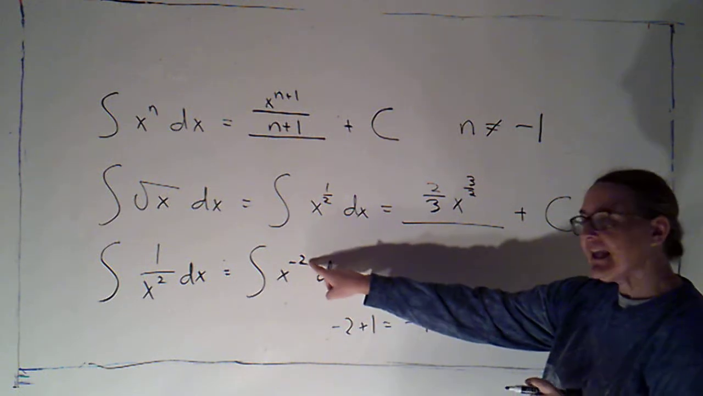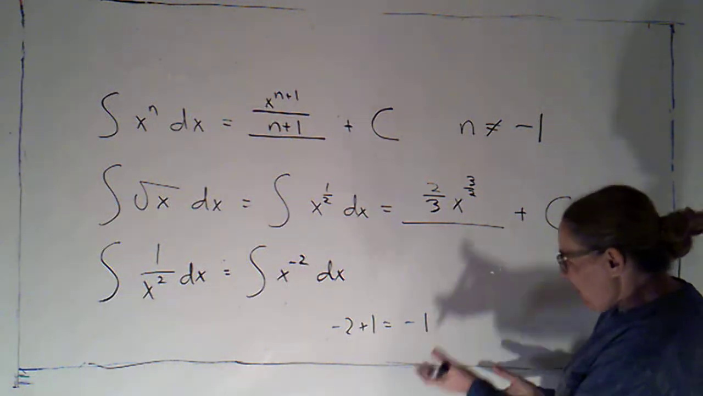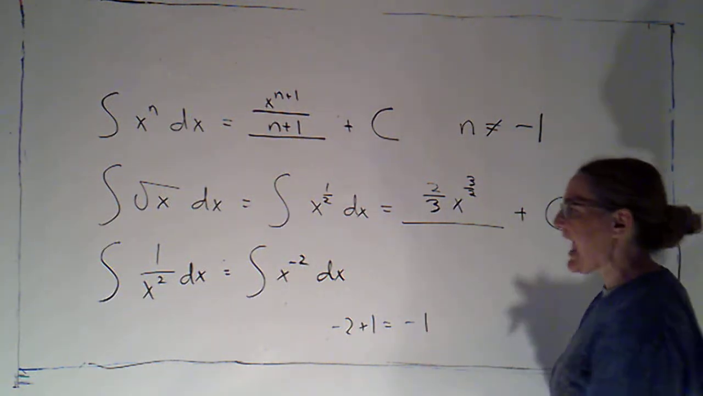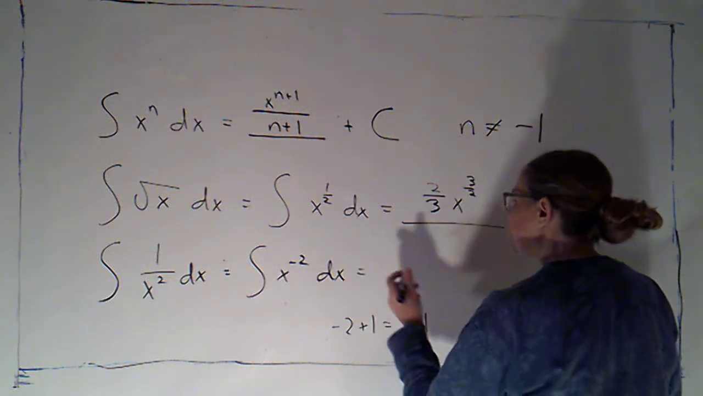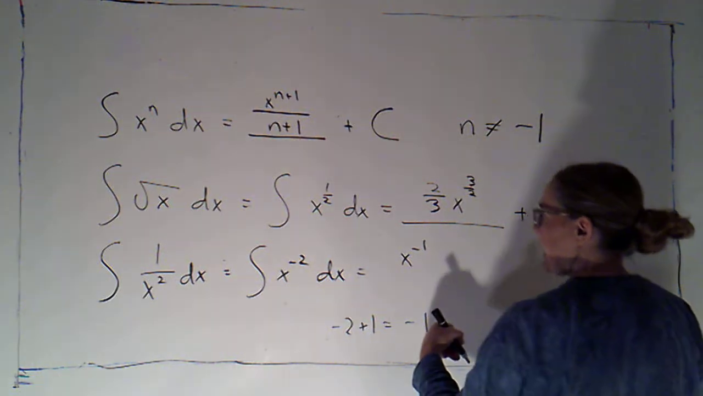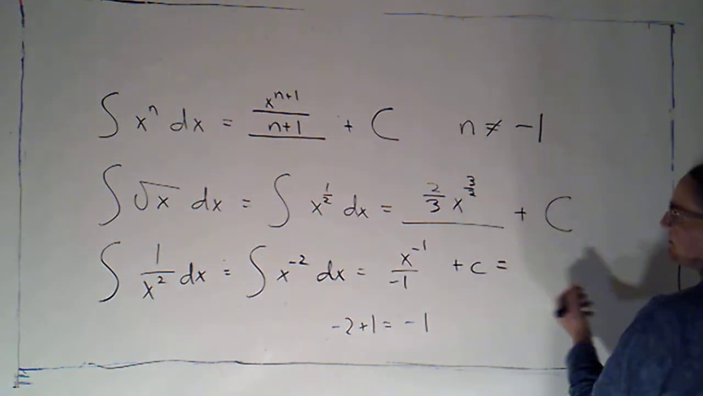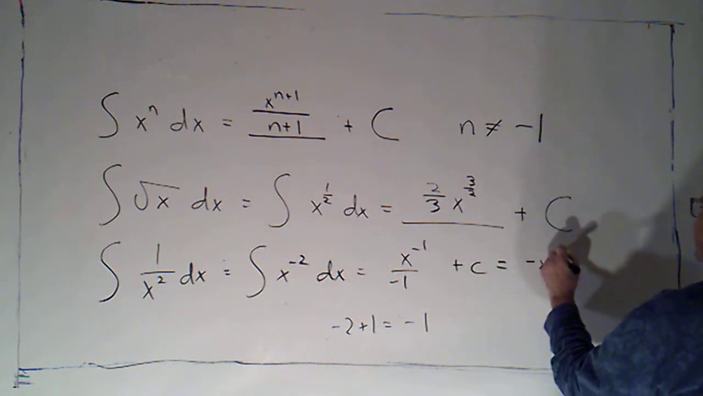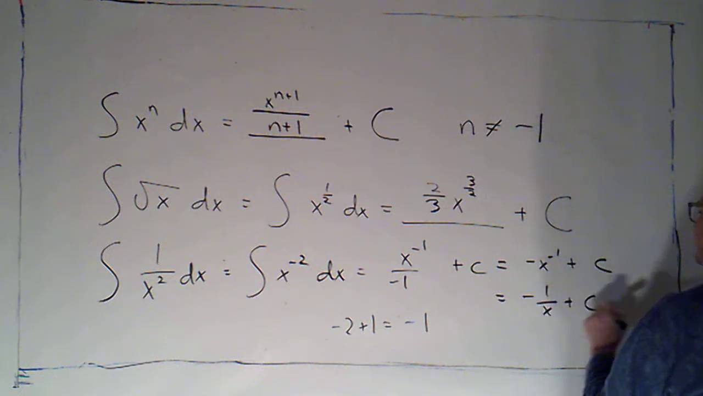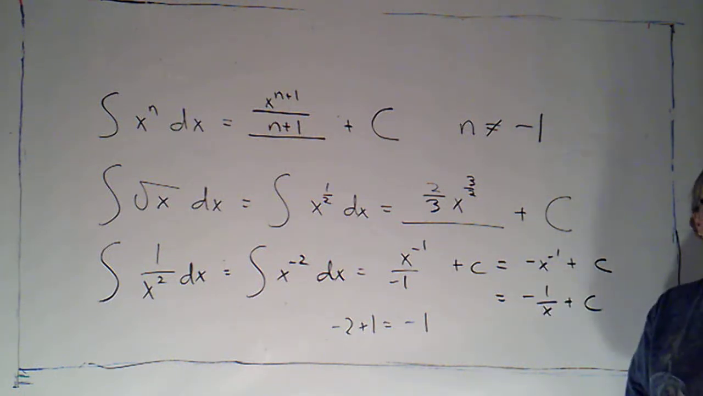So when I have a negative exponent here and I add 1 to it, it almost looks like it's getting smaller because the absolute value is getting smaller, but I'm still adding 1 to it. So this would be x to the -1 divided by -1 plus c. And I'd probably just rewrite that as -x to the -1 plus c, or perhaps -1 over x plus c. Any of those would be perfectly acceptable.